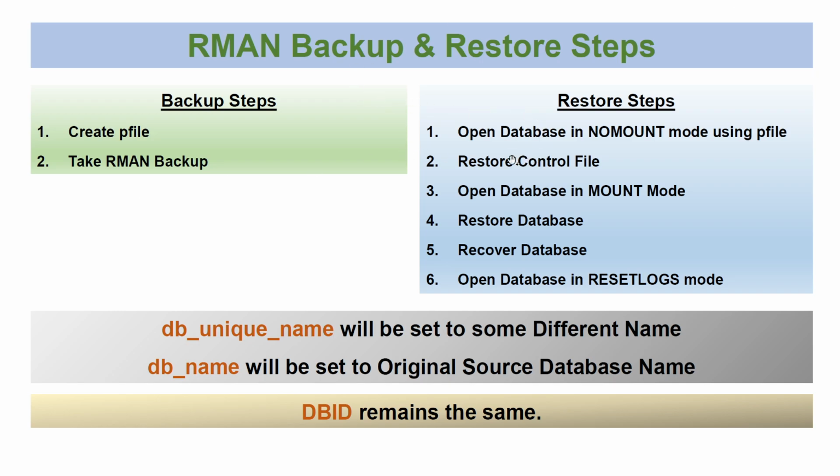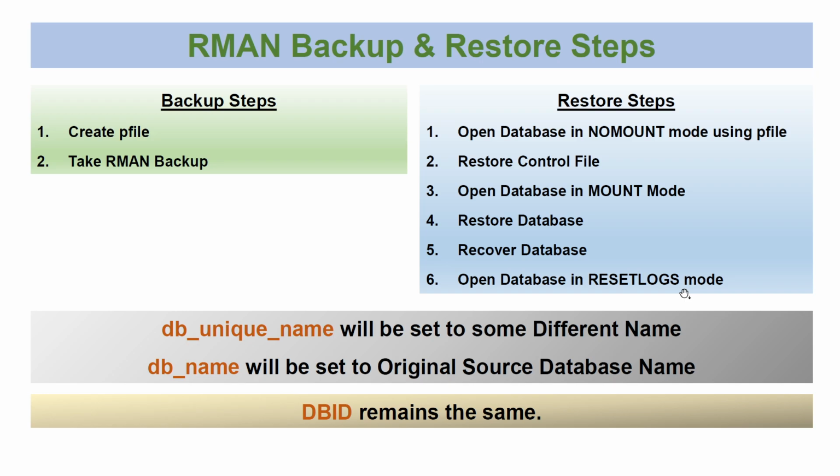Now, open the database in nomount mode using the p file. We will modify that particular file. Then we will restore the control file. Once we restore the control file, we'll open the database in mount mode. We'll restore the database, recover the database, and open the database in reset logs mode.